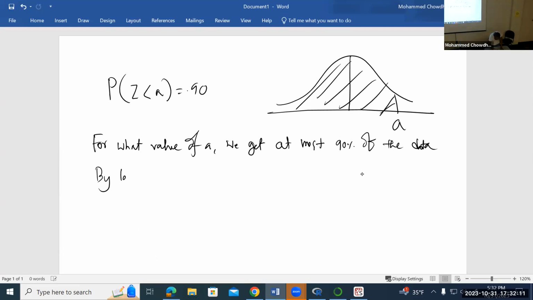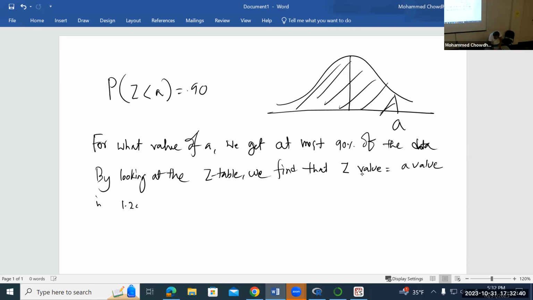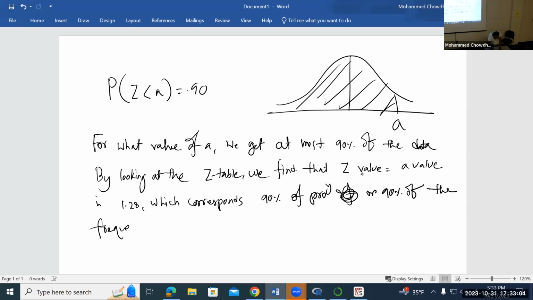By looking at the Z table, we find that the Z value, or A value, is 1.28, which corresponds to 90% of the probability or 90% of the frequency. This is the paper and pencil approach, right?